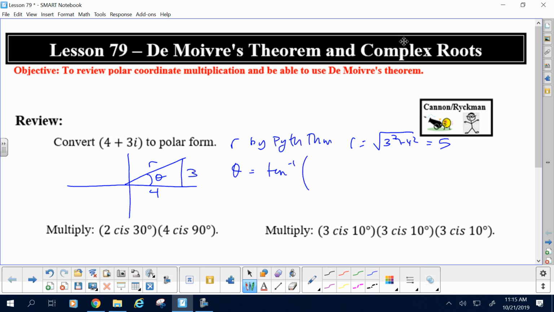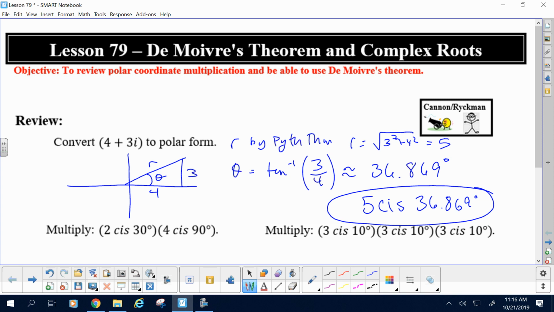Okay, and what about theta? Inverse tangent of 3 over 4 or 4 over 3? Opposite over adjacent, 3 over 4. Okay? Inverse tangent of 3 over 4 is 36.869. Sometimes we have to add 180 or subtract from 180 or subtract from 360. Do we have to do any of that here? No. So we would say this is 5 cos 36.869 degrees plus i sin 36.869 degrees. Is that part in your head and going well?